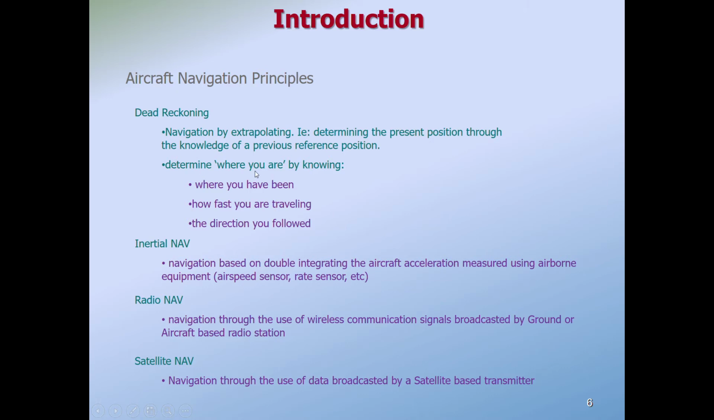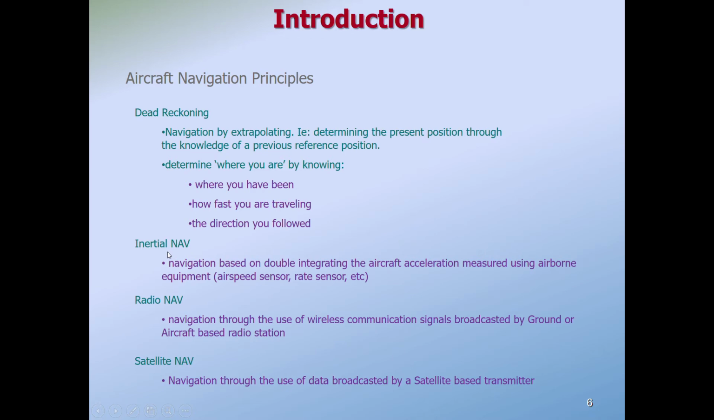So an aircraft is actually not flying consistently. At one instant you might fly at a certain altitude, and then you might reduce the altitude. So navigation by extrapolating means that you need to know the present position and the previous reference position, so that you can extrapolate the location in between those two positions. We can use this technique to determine where you are by knowing where you have been, and based on that we can also identify how fast you are traveling and the direction that you follow. Okay, we also have inertial navigation.